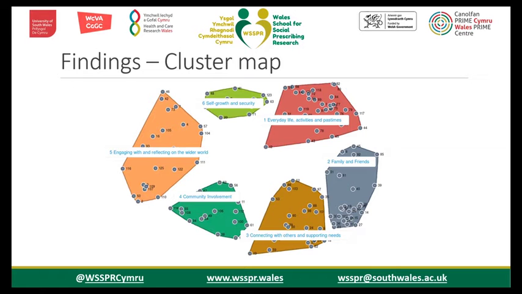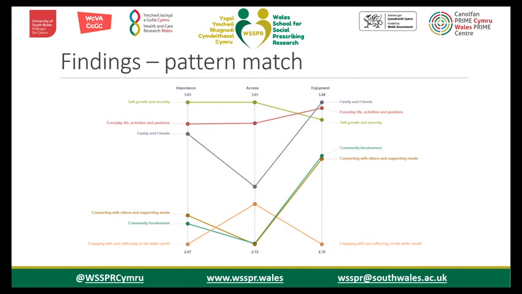by participants. Statements that were often sorted together are placed close together, whereas those that were rarely sorted together are located in different parts of the map. Using the rating data, we can understand how participants rated the statements within each of the clusters. The most important and accessible cluster was the self-growth and security one, whereas family and friends was the most enjoyable.